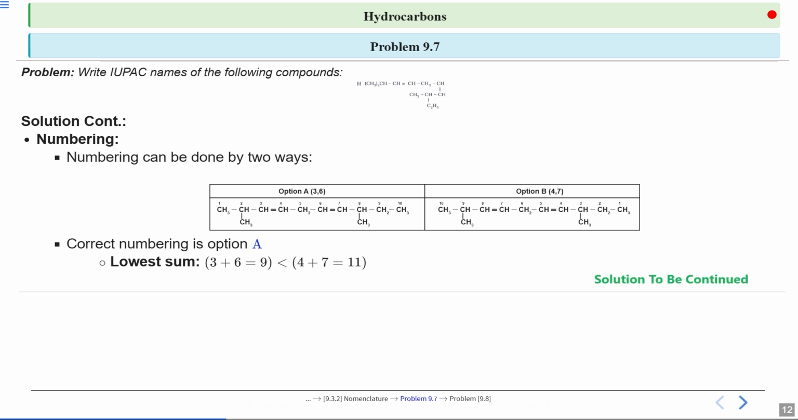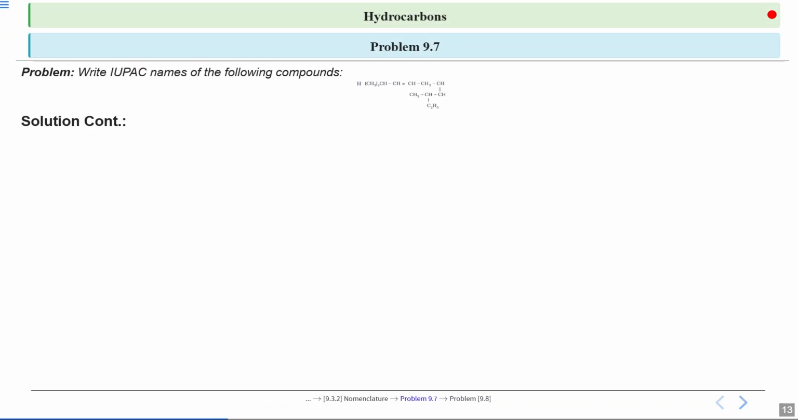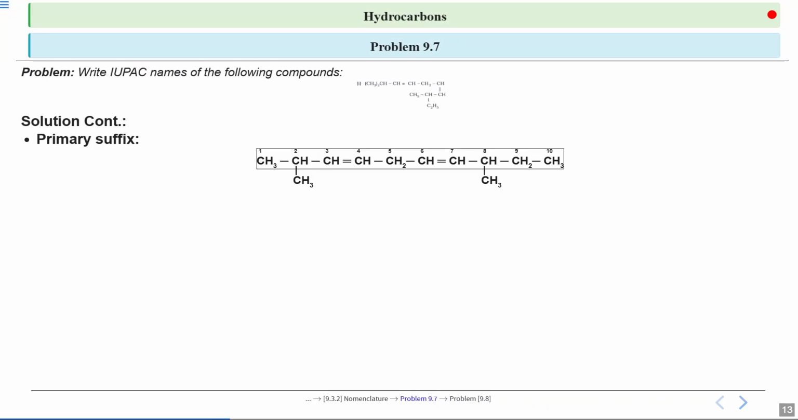So we are done with this third step, which is numbering. Now let us move on to the fourth step, which is the primary suffix. We are already done with the numbering part, so we can do the work of assigning the primary suffix. How will we do it?